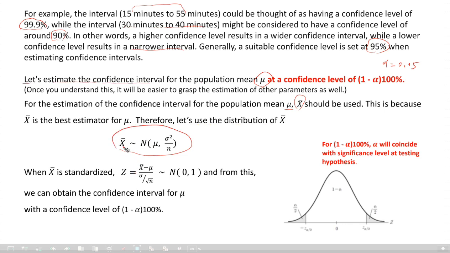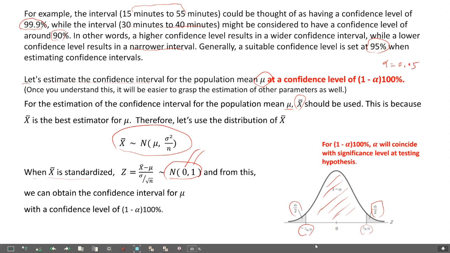From the central limit theorem, X bar follows a normal distribution with mean mu and variance sigma squared over n. When X bar is standardized, Z equals X bar minus mu divided by sigma over square root n. It has a normal distribution with mean 0, variance 1. From this, we can obtain the confidence interval for mu with a confidence level of (1 minus alpha) times 100%, like this. 1 minus alpha is in the center of this normal distribution. Then the tail part is alpha over 2, equally. Then we can get the z value from the standard normal distribution table.